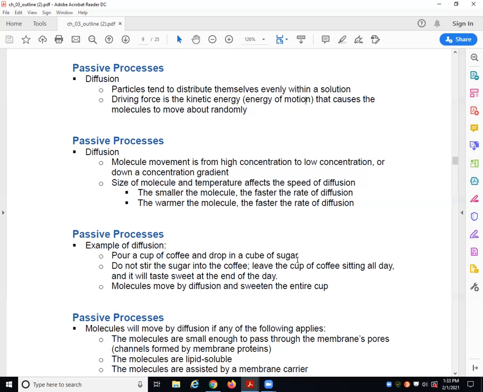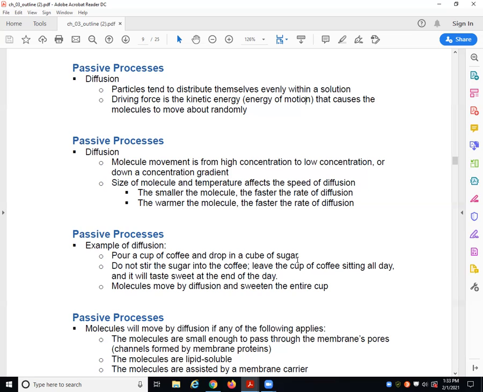All right, here's an example of diffusion. It's 1 o'clock in the afternoon, right? You're probably a little sleepy, a little tired. You get that cup of coffee for the afternoon, put some sugar in it. But you're not going to stir it. You're just going to leave that sugar in there and let it sit. Leave it long enough, that coffee is going to taste sweet, because the molecules moved by diffusion. It sweetened up your cup.